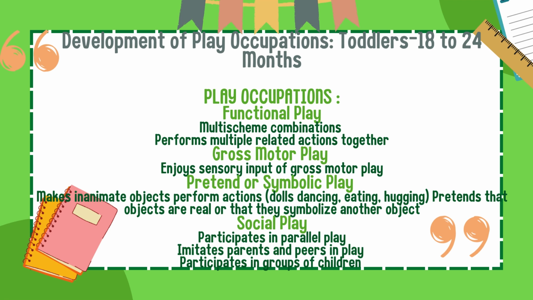And for pretend or symbolic play, they mask inanimate objects and perform actions such as dancing, eating, hugging, pretending that objects are real or that they symbolize another object, using their imagination to play with other toys. About social play, they participate in parallel play at this age, imitate parents and peers in play, and participate in groups of children playing together in activities they are involved in.